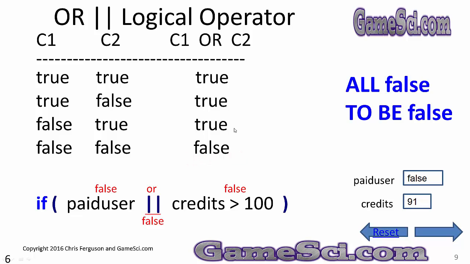If any input is true, then the OR will produce a true. But if all the inputs are false, the OR will produce a false. This OR rightly returns a false. Both sides of the OR logical operator were false. So that is the OR logical operator. It does exactly what the English language word OR means.